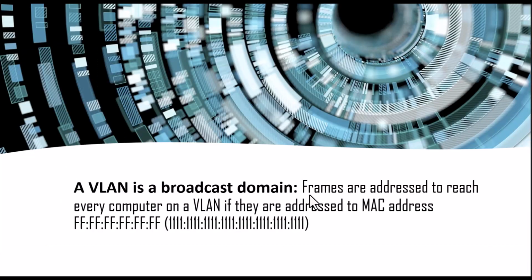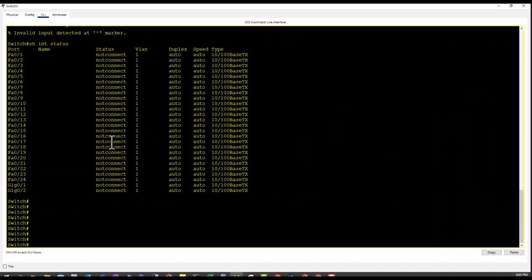One of the main important concepts of VLAN is that a VLAN is a broadcast domain. The frames are addressed to reach every computer on a VLAN if they are addressed to MAC address FFFF. All of them are F. That means this is a hexadecimal number. If all of the host bits in an IP address are 1 or F, that packet is called a broadcast packet. When you buy a new switch, all these ports are on VLAN 1. That means if a broadcast packet is sent from port Fa0/1, that will be heard by all the ports in the switch.